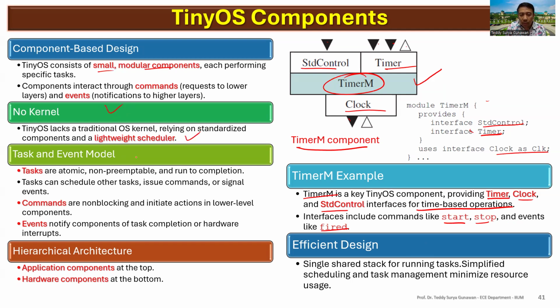So the task and event model: the tasks in TinyOS are atomic, meaning once one runs, it cannot be stopped. Non-preemptible means that it cannot be stopped, and other processes cannot stop the task. It runs to completion. So this is the basic of atomic. But a task can also schedule other tasks, issue commands, or signal events.